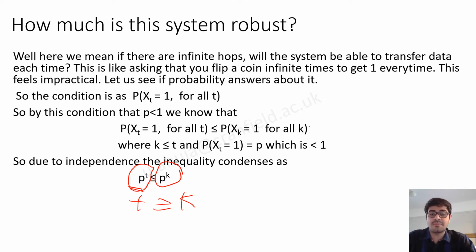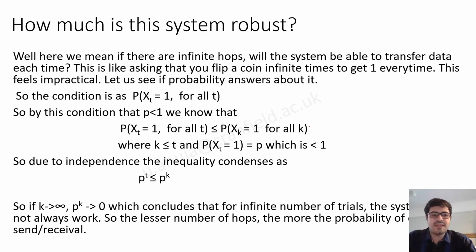Since the value of p is less than 1, multiplying it many times reduces the value of the probability. So if k tends to infinity, P of k tends to 0, which concludes that for an infinite number of tries, the system will not always work. So the lesser the number of hops, the more probability of communication of sending and receiving, the condition of sender and receiver. So that's what we have concluded here. If k tends to infinity, meaning the number grows very large, the possibility of communication will be lost, because of the multiplication and because of the independence of the probabilities between all the agents as a success.